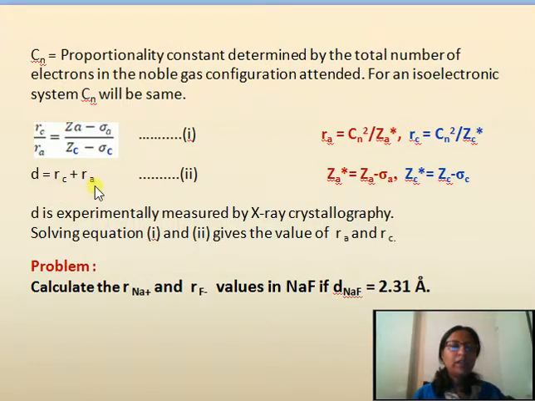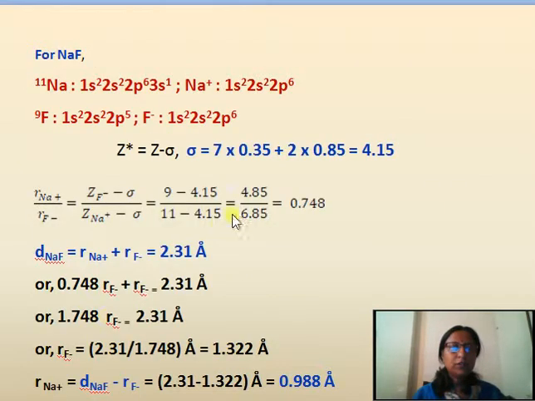Then if we subtract that value from the internuclear distance, the interionic distance, we get the value for the other ion. So the problem is: calculate the R Na plus and R F minus values in sodium fluoride if D NaF, that means the interionic distance, is equal to 2.31 angstrom. I think you will be able to solve this using these two equations, but I will still explain it to you. Na plus and F minus are isoelectronic species.